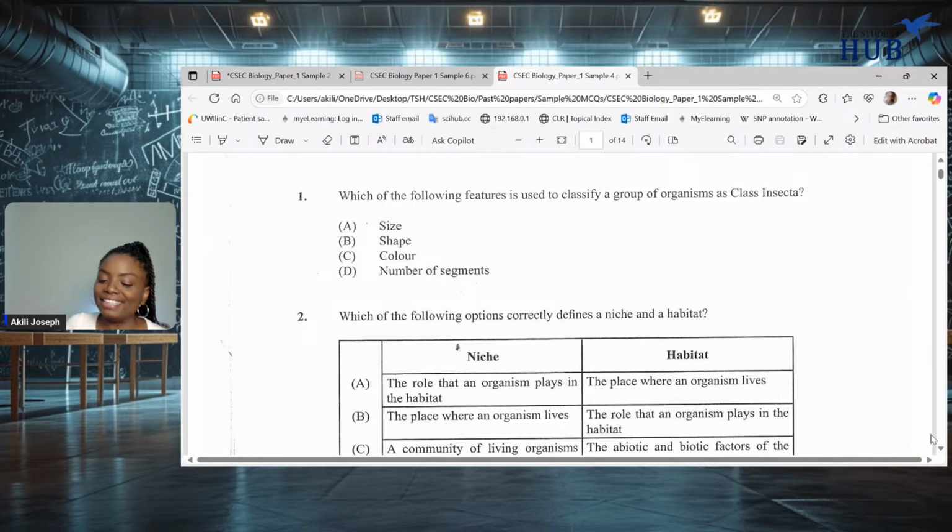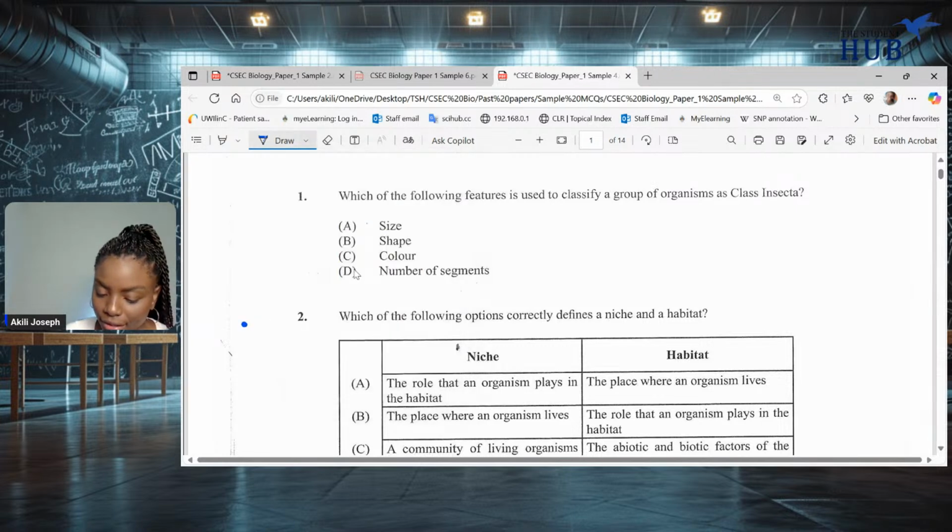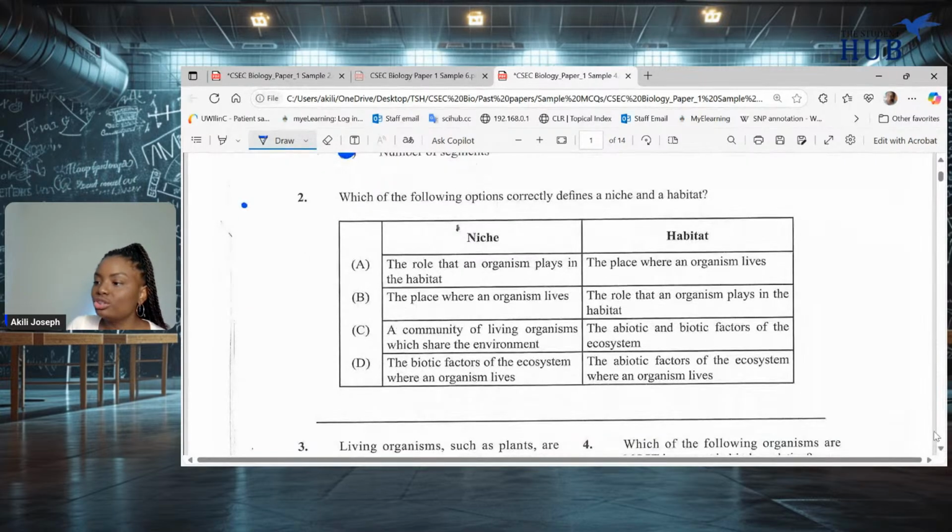So which of the following features is used to classify a group of organisms as class and sector? It's going to be a number of, right, so a number of segments. Which of the following options correctly defines a niche and a habitat? Right, so look through those options there and let me know.